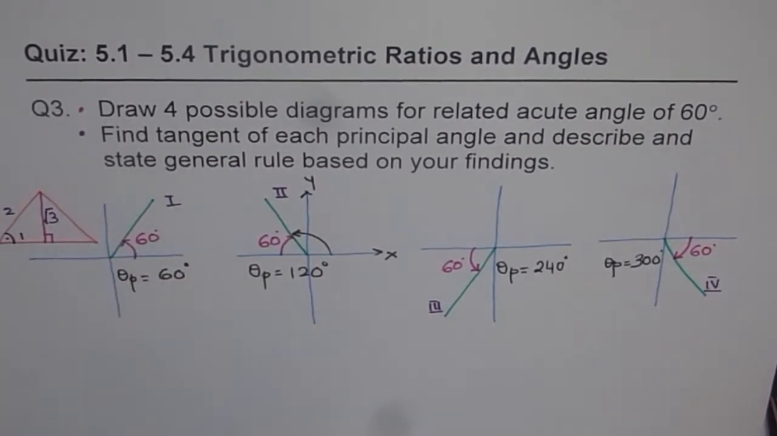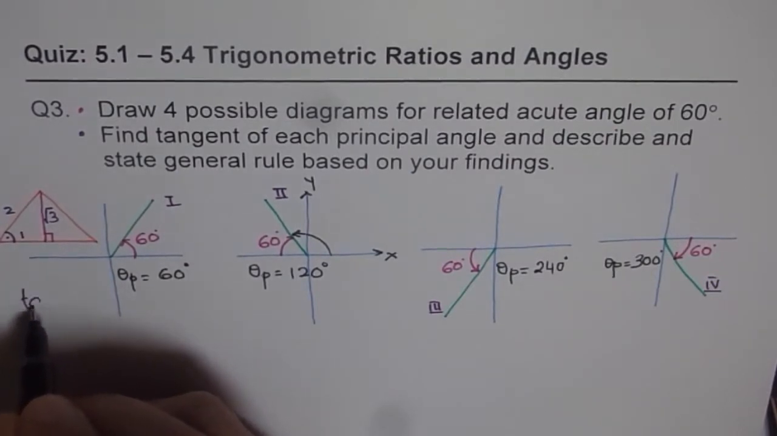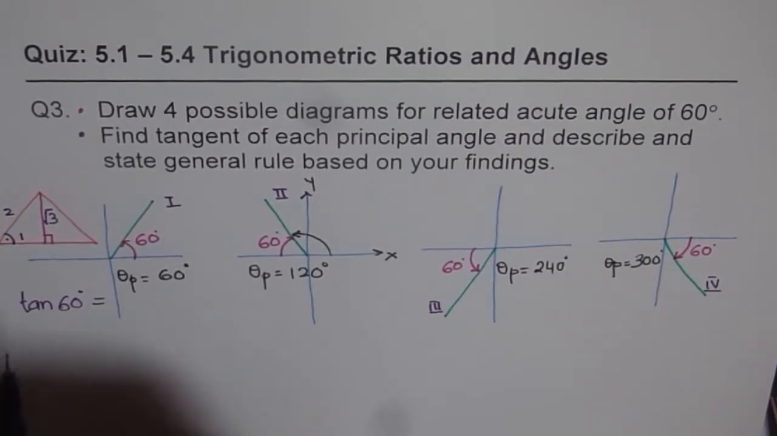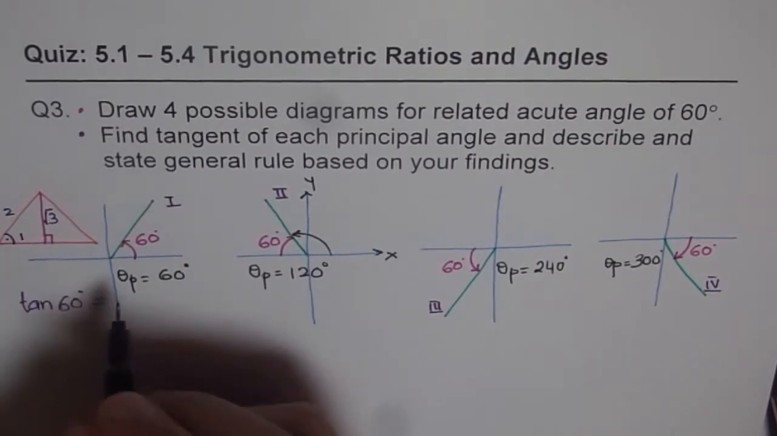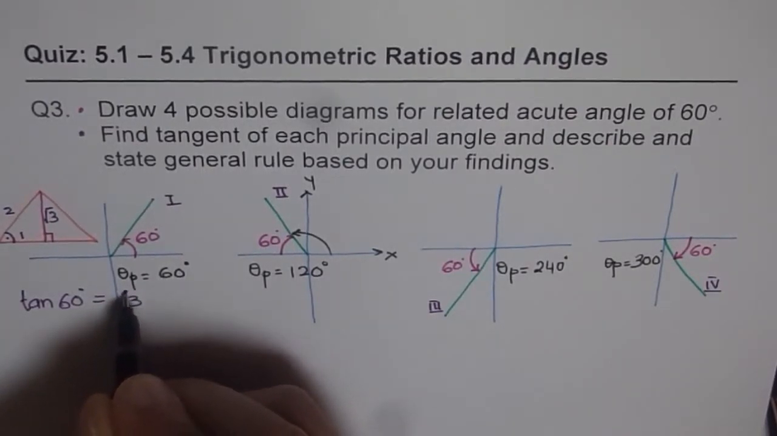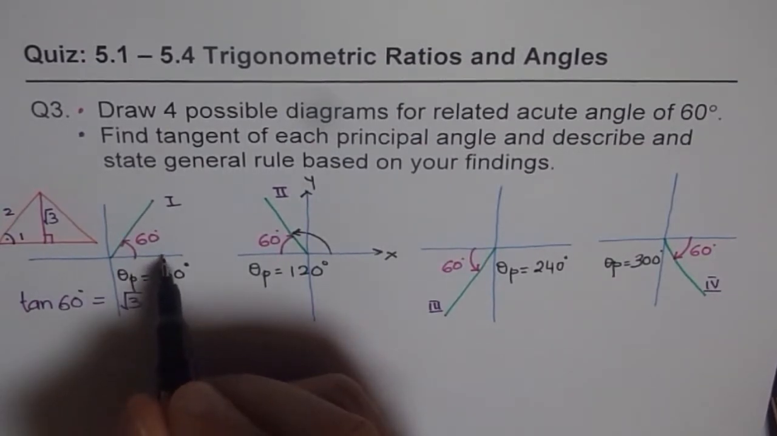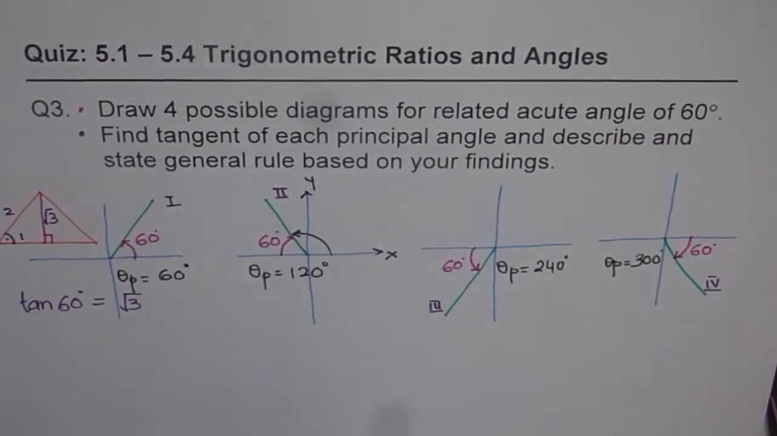So that is the related acute angle which we are talking about. When we say tan of 60 degrees, what are we trying to find out? We are trying to find the ratio of opposite over adjacent side, which is square root 3. Now in this quadrant, x is positive and y is positive. Both are positive, therefore the value is positive square root 3.